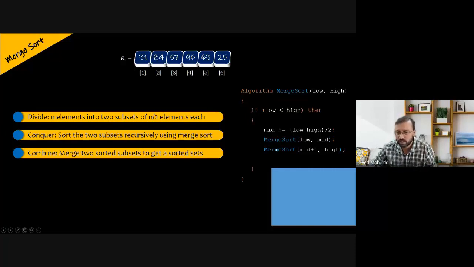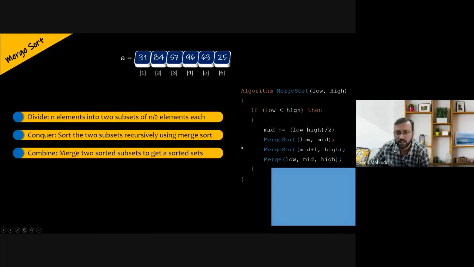Once merge sort is recursively called on the left subarray and right subarray, that is the conquer part. In divide, we computed mid equal to low plus high by 2. Conquer is done, and we are left with the combine part, the merge part. So ultimately we call the merge algorithm that we have already seen, passing low, mid and high as the parameters. The actual merge sort is very simple, 3 or 4 lines of algorithm.